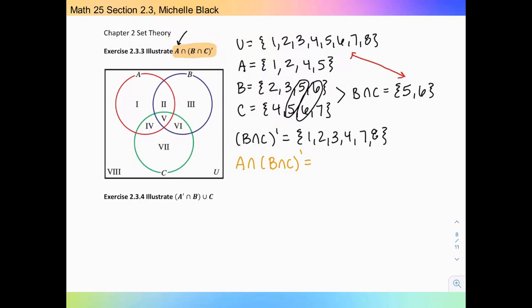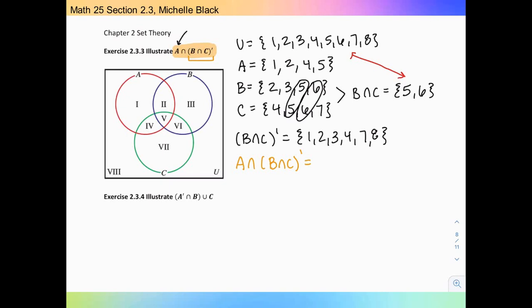So think back to order of operations. The parentheses are important. The parentheses around B intersect C told us to find that intersection first, and then that complement on the outside told us to find the complement after we found the intersection. Now we get to look at that entire entity as one set, and we're intersecting that set with A.